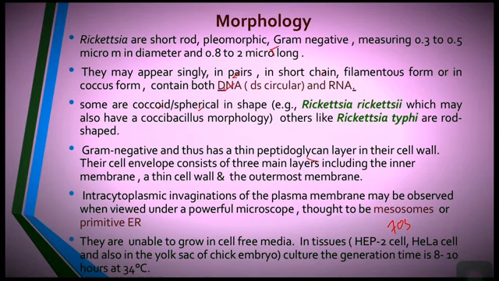When it comes to cultivation, these organisms cannot be cultivated in cell-free media. They can be cultivated in tissue cells like HEp-2 cells and HeLa cells, which are cancer cells that can divide continuously in the right growth conditions, and even the yolk sac of chick embryos can be used for cultivation. The generation time is the time taken by the cell to double in number. The doubling time here is 8 to 10 hours at 34 degrees centigrade.